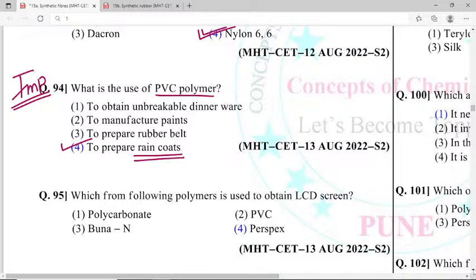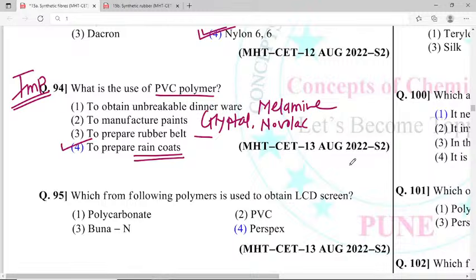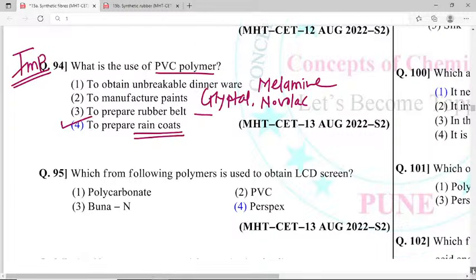Unbreakable dinnerware, so it is melamine. Manufacture of paints, glyptal, and next is novolac. To prepare rubber belts, there are many rubber compounds: buna, neoprene, get it? So this is rubber belt, rubber compound.